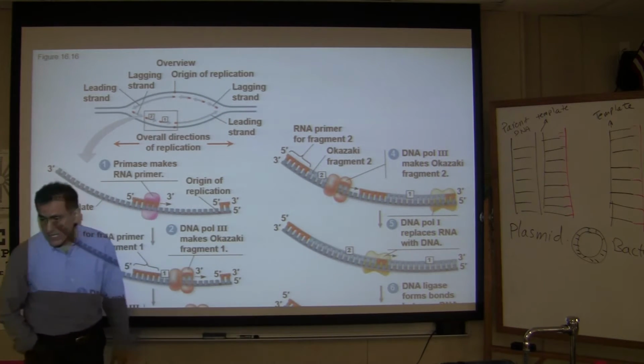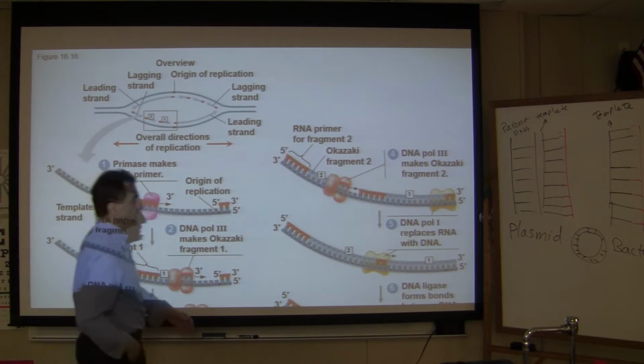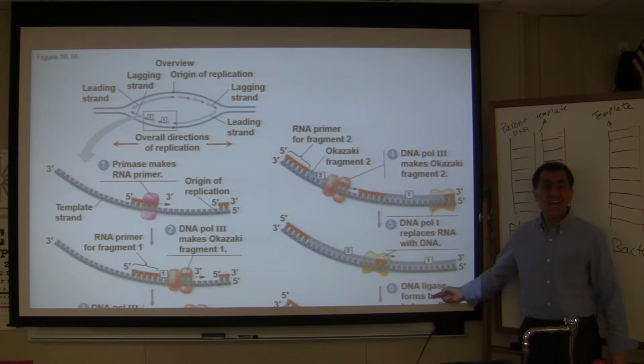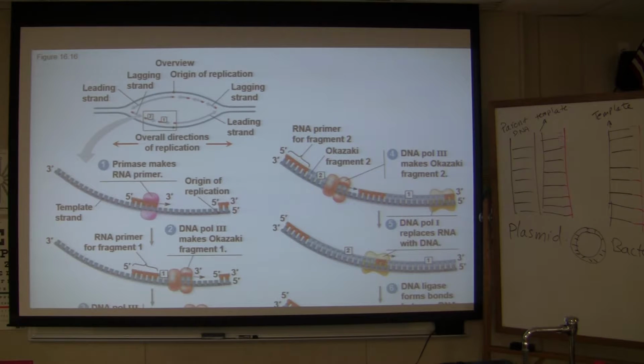And then finally, there is one enzyme. Did he mention it here? Yes, he mentioned it here. That is the last one. I believe this is the last enzyme: DNA ligase. Do you know what ligation means? What does the term ligation mean in English?